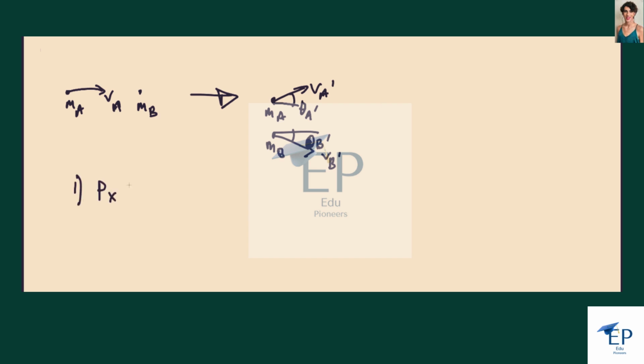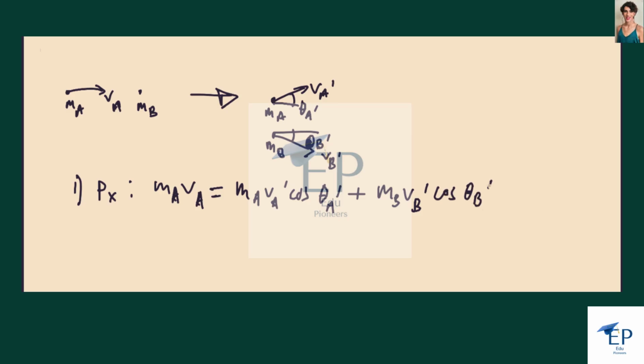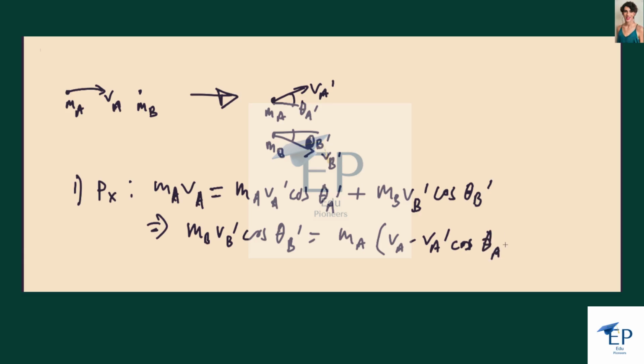First one is the conservation of momentum in the x direction. So initially you have MAVA, and that will equal MAVA prime cosine theta A prime, the x component of that velocity, plus MBVB prime cosine theta B prime. And so you have MBVB prime cosine theta B prime is equal to MA times (VA minus VA prime cosine theta A prime), and that's equation 1.